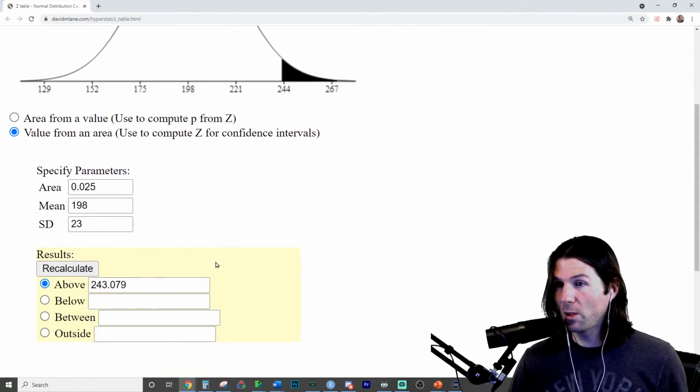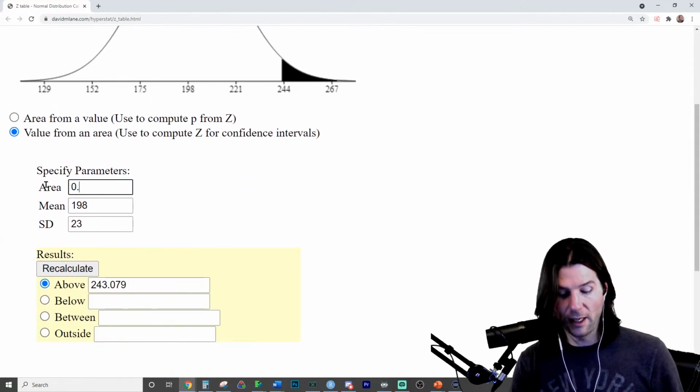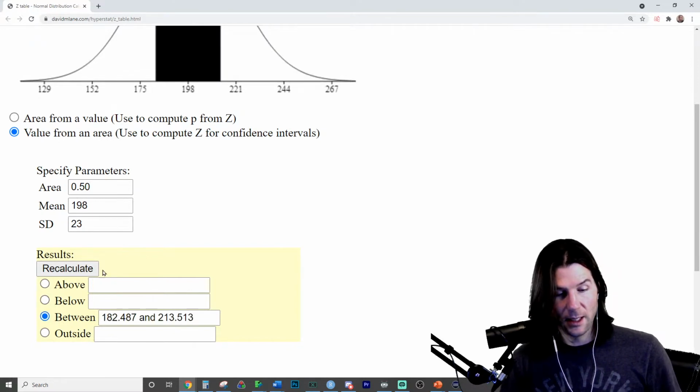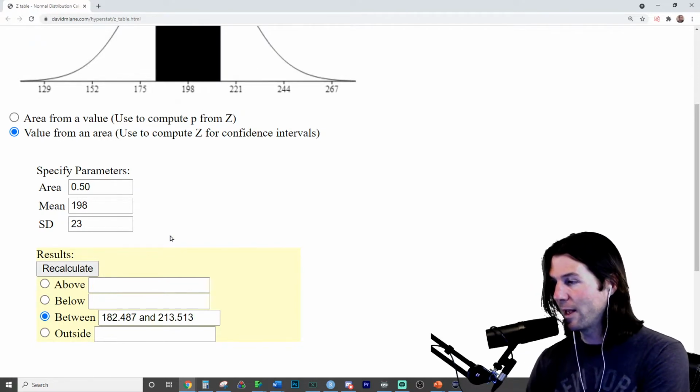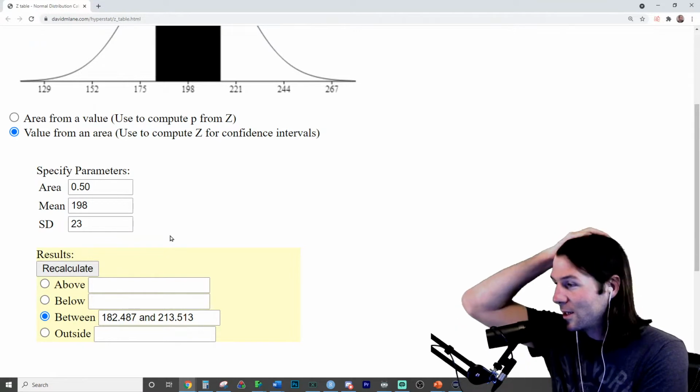The interquartile range represents what percentage of the data? 50%, and it is the middle 50. And there is the interquartile range.